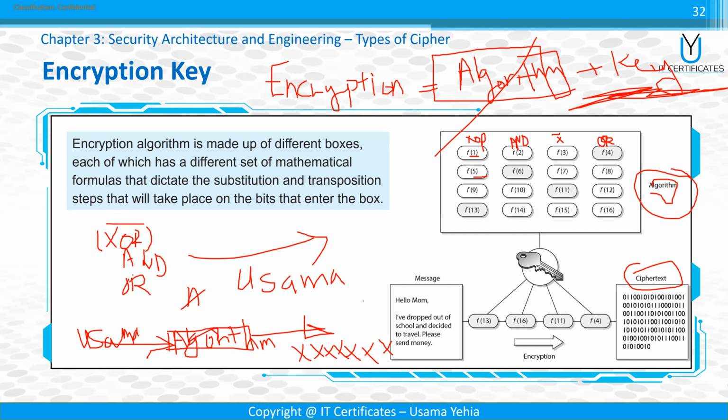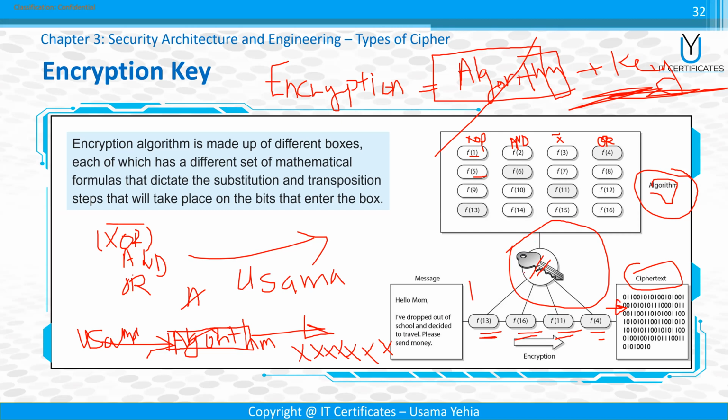Okay, look here, my friends. Here is the role of the key. The algorithm has nothing to do with choosing one or two or three or all of them. Who is controlling this? The one controlling this here is the key. This is the reason why we say the key should be secret. Because this key in front of us now says I will use F13, F16, F11, F4 only. And the message in front of me: hello, mom, I have dropped out of school and decided to travel. Please send me money. After it passes through these operations on the binary language, it will be transferred into this function.